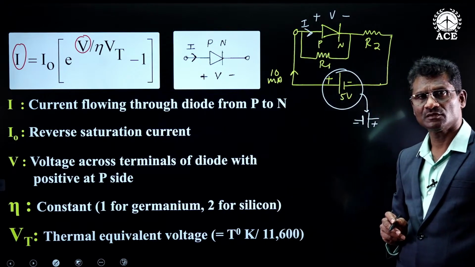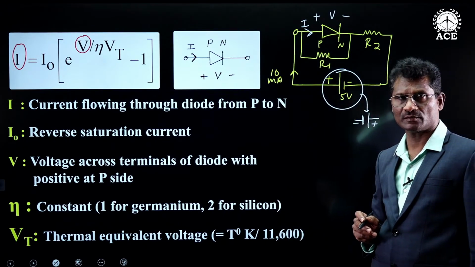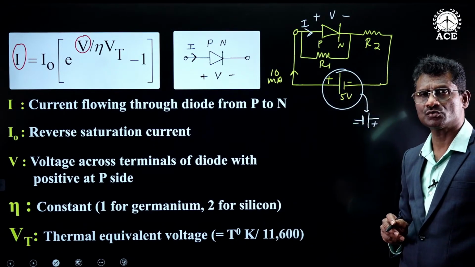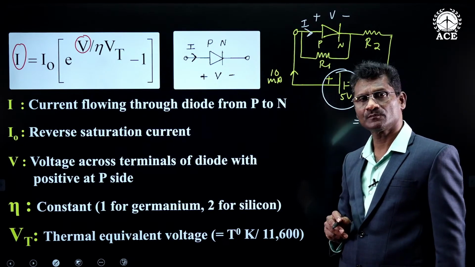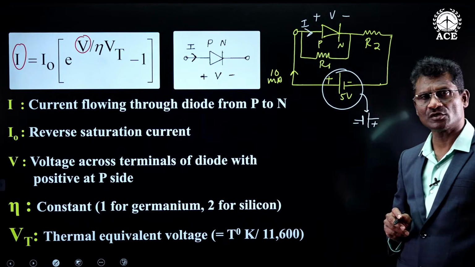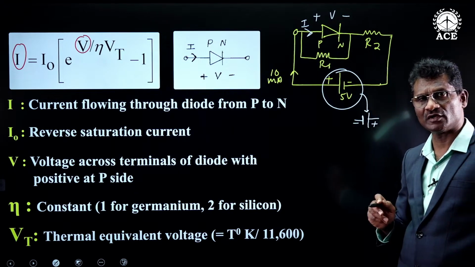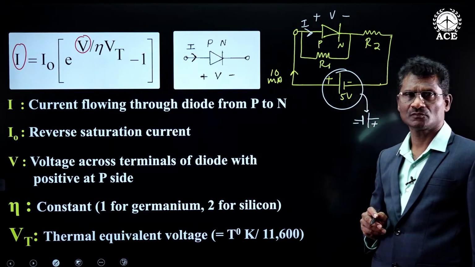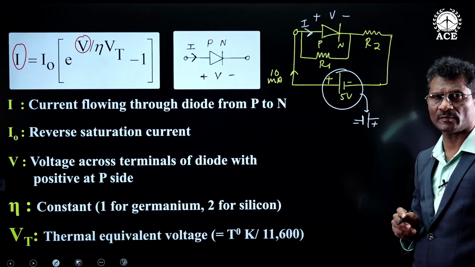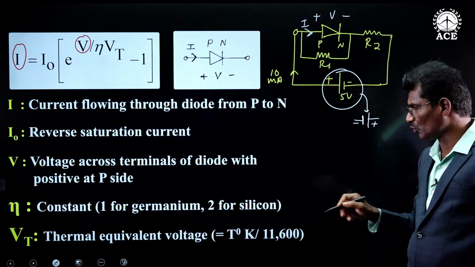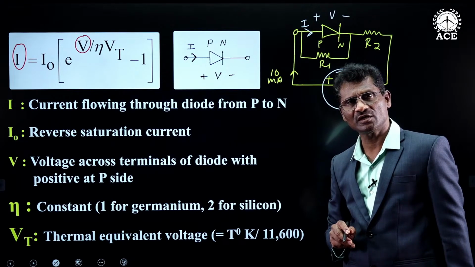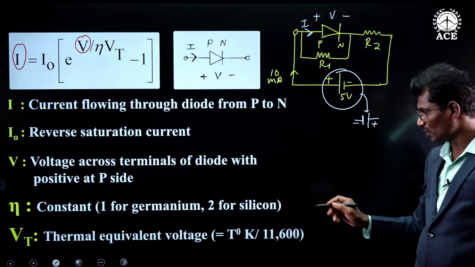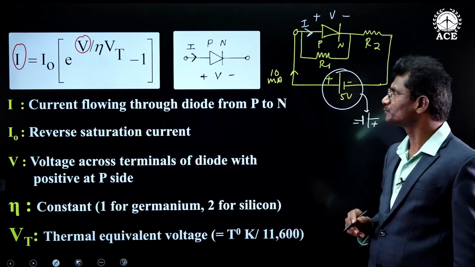Default room temperature is 300 Kelvin. If you substitute 300 Kelvin here, Vt comes out as 0.026. This value of Vt at room temperature, that is 27 centigrade or 300 Kelvin, should definitely be remembered. It is useful in most of the numericals. There are certain standard values to be remembered while solving numericals, and one of them is Vt, especially while calculating the current or voltage of a PN diode. This value is to be remembered.